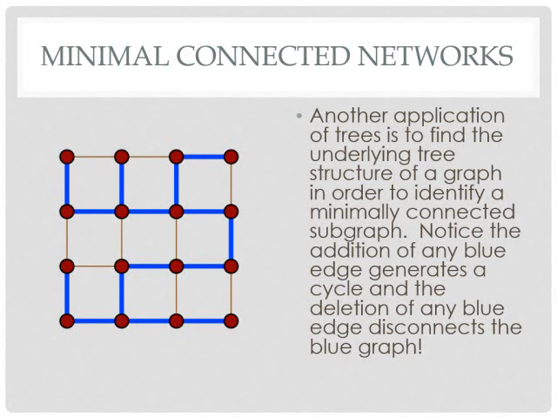Here is a graph that we can call a grid graph. And the blue edges represent an underlying tree structure. Do you agree the blue edges induce a tree? If you remove a single blue edge, you disconnect the blue graph. And if you add a single blue edge, you generate a cycle. So by definition, the structure induced by the blue edges is a tree.